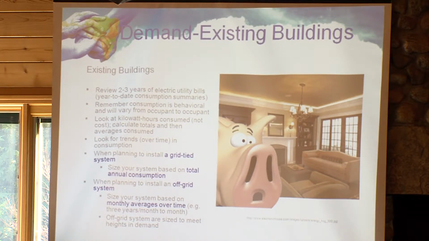Essentially, just so you know, when you're planning to install an off-grid system, you're going to be sizing that based on monthly averages over time. When you're planning to install a grid-tied system, you're going to size your system based on your total annual consumption. There's a difference there.